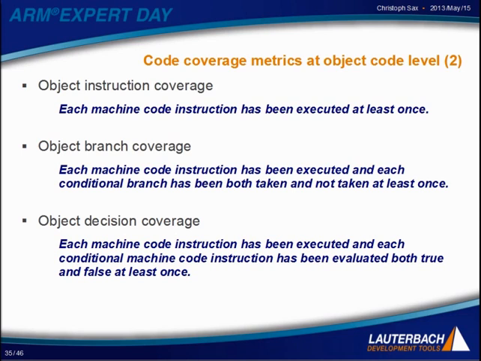Each machine code instruction has been executed at least once. Then we have object branch coverage, requiring in addition that each conditional branch has been both taken and not taken at least once. And the third one is object decision coverage, requiring that each conditional instruction has been evaluated both true and false. These are the 3 object code metrics we are going to use.